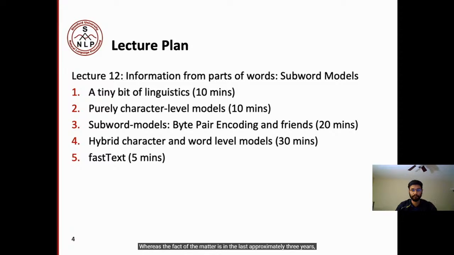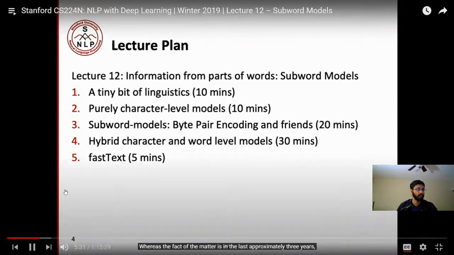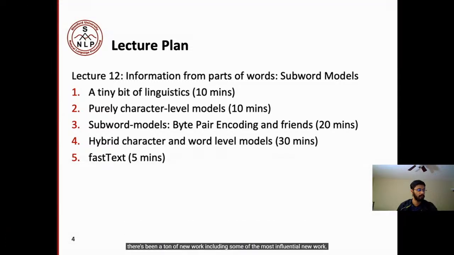Whereas the fact of the matter is, in the last approximately 3 years, there's been a ton of new work, including some of the most influential new work. There's building language models that aren't being built over words, that they're being built over pieces of words or characters. And so this lecture is sort of meant to give you some sense of these other ways of doing things, and some orientation to some of the things that's going on.